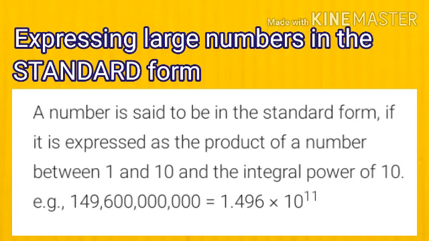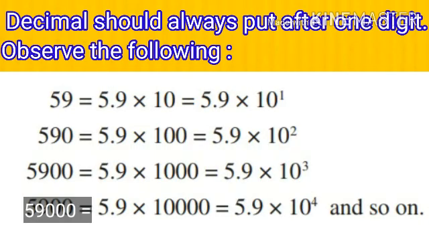Expressing large numbers in the standard form. A number is said to be in the standard form if it is expressed as the product of a number between 1 and 10 and an integral power of 10. We can write this number as 1.496 into 10 to the power 11. The decimal should always be put after one digit.